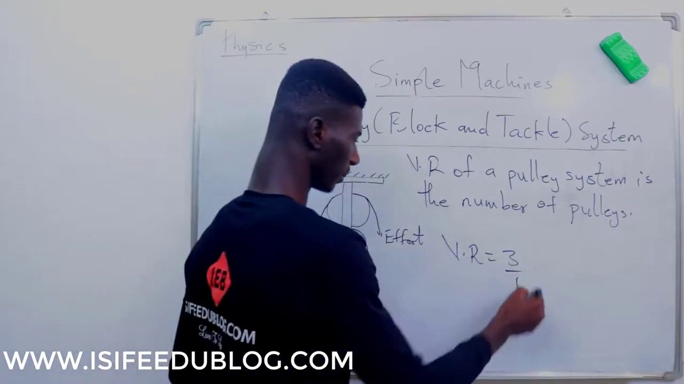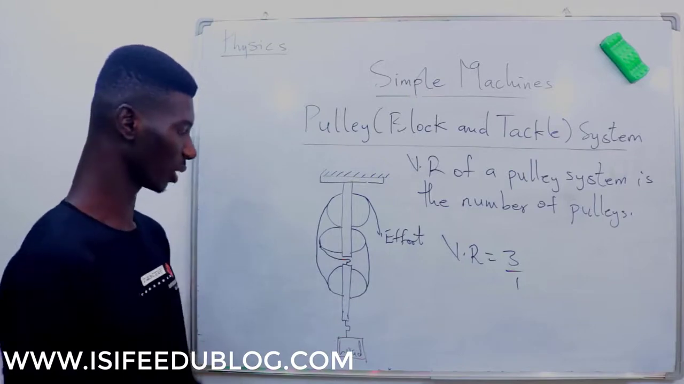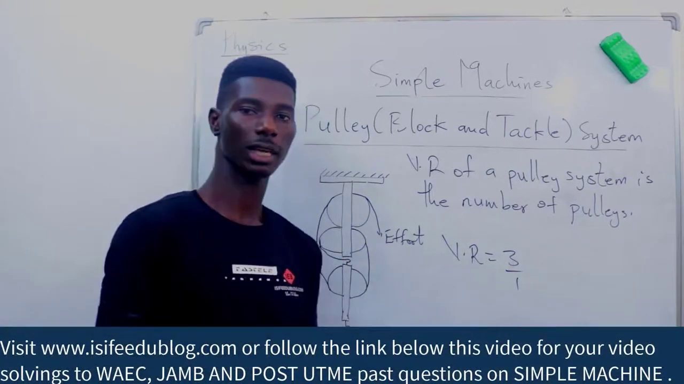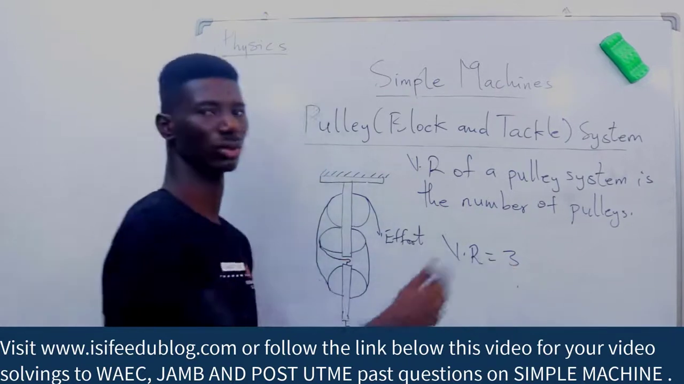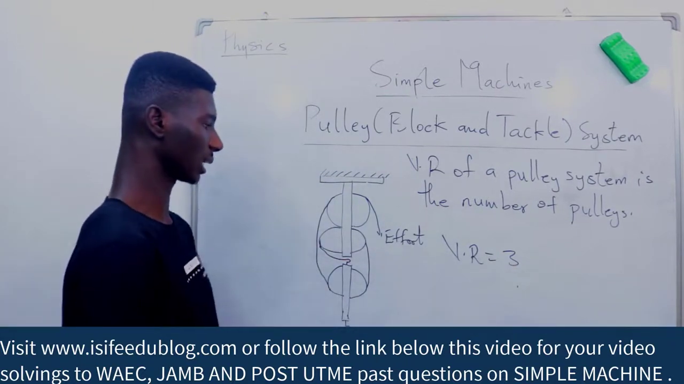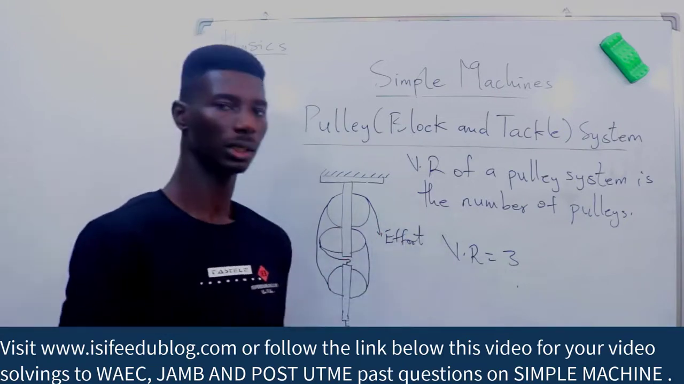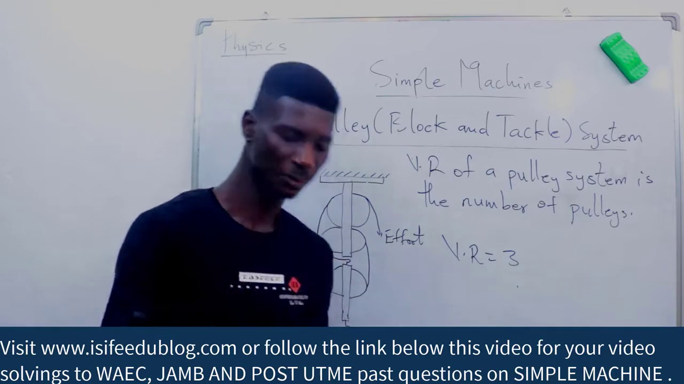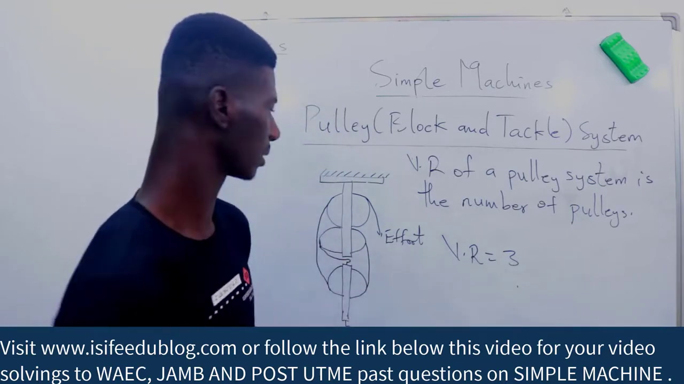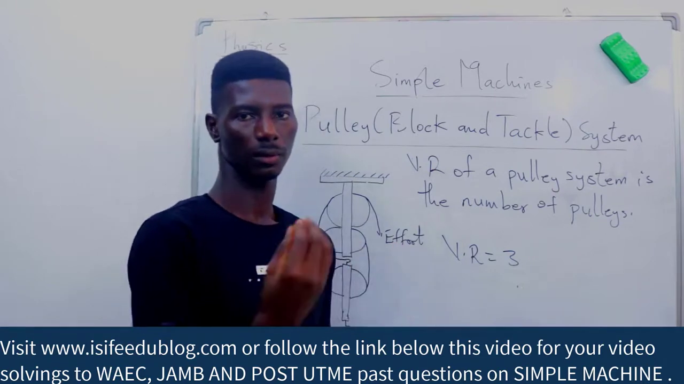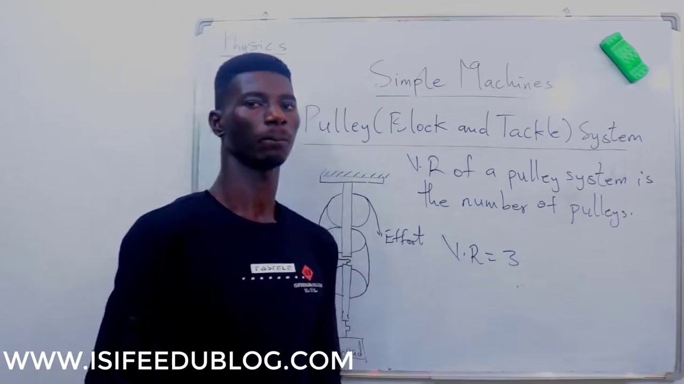So load is always divided by 1. The distance moved by load is 1. Just one distance. So 3 divided by 1 will always give you 3. So instead of dividing this by 1, just know that it is equal to the number of pulleys. So the velocity ratio of a pulley is equal to this. The efficiency formula still remains the same. Mechanical advantage formula still remains the same. But for velocity ratio, it changes. So number of pulleys equal to the velocity ratio.